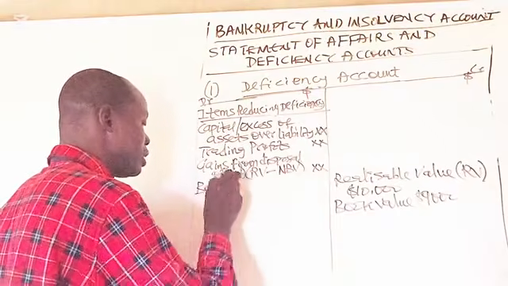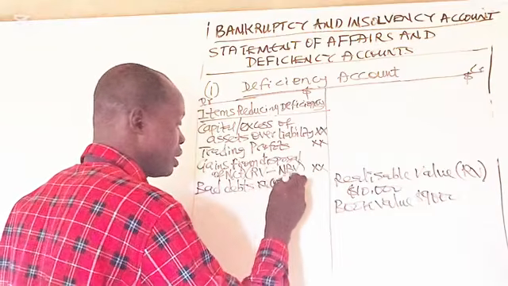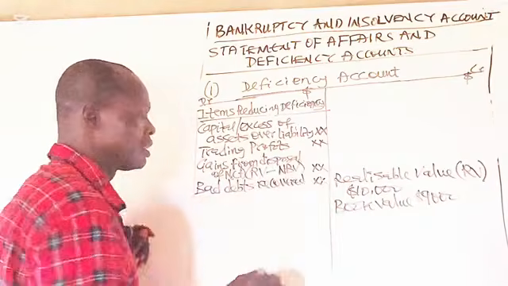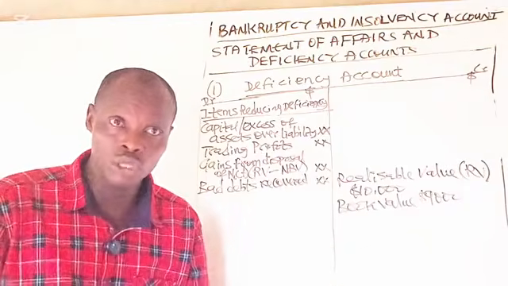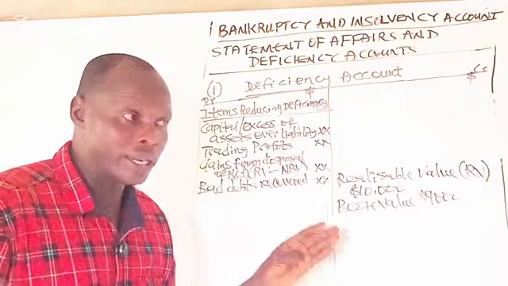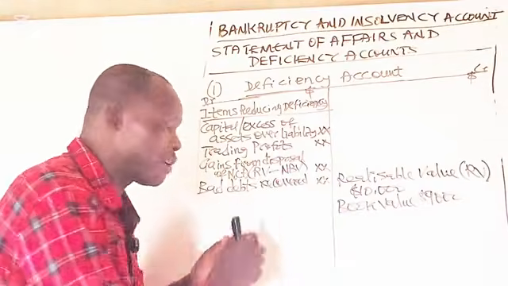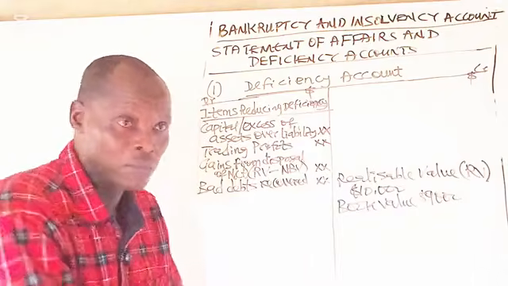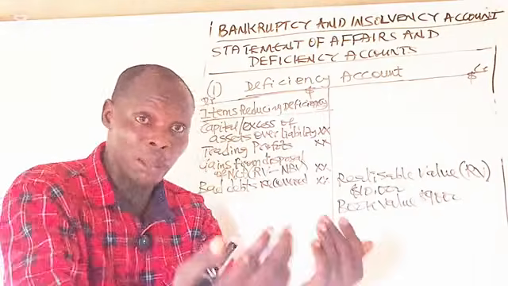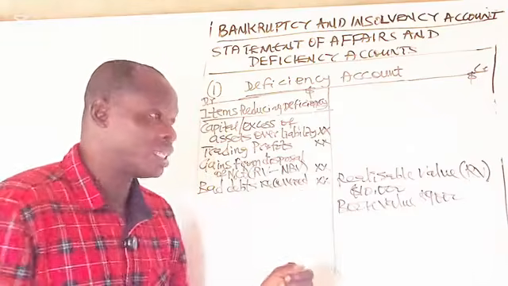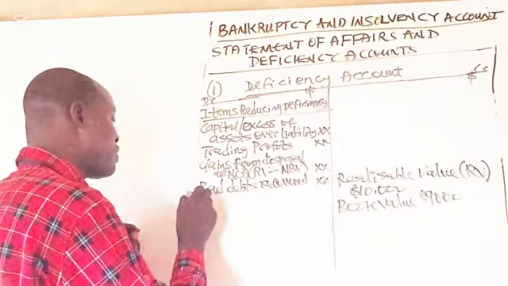Then we may have bad debts recovered. Bad debts recovered will lead to reduction in deficiency. When you recover a debt that had been declared bad, that is, debts that you thought you may not be able to recover before, so you had written them off, and subsequently, in later years, they were recovered, that means the business is getting more income. So bad debts recovered will lead to reduction in deficiency. Then we may have investment income.